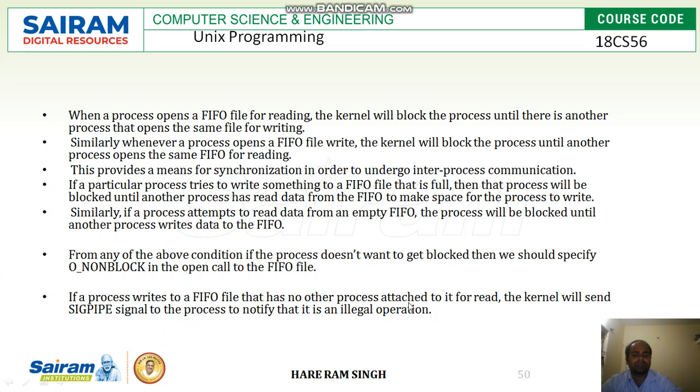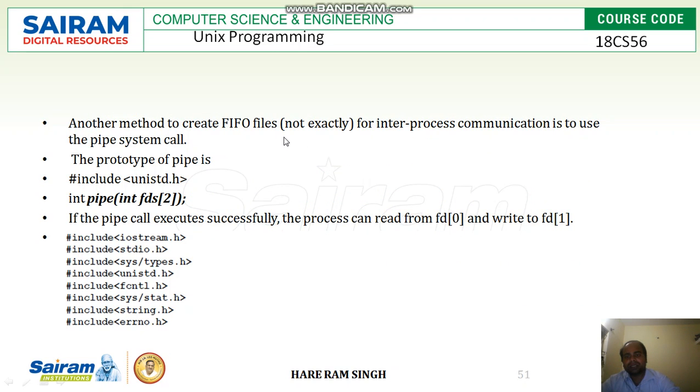And if a process writes to a FIFO file that has no other process attached to it for read, the kernel will send a SIGPIPE signal to the process to notify that it is an illegal operation. Both ends should be there. If a process is writing the data to a FIFO, then another process must be there to read. Otherwise, if only the writing process is there and the reading process is not, then the kernel will send a SIGPIPE signal to the process, which notifies that it is an illegal operation.